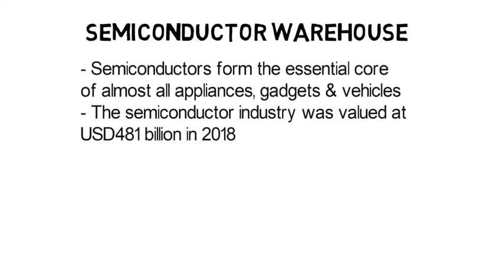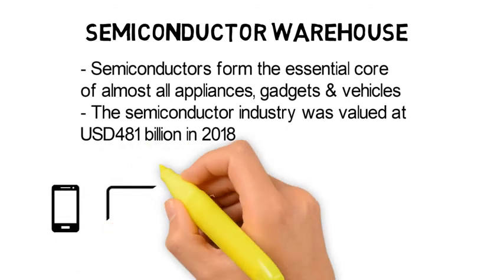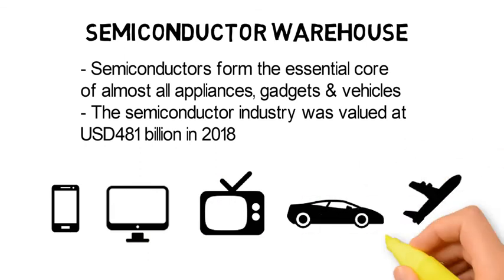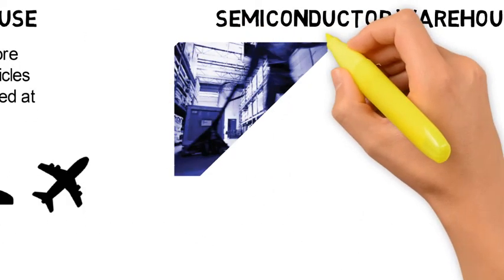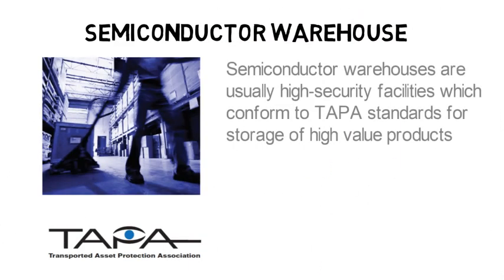A semiconductor is a type of material found in almost all appliances and gadgets, such as smartphones, tablets, computers, televisions, cars, and even aircraft. With the growth of smart devices globally, the semiconductor industry has been growing steadily for the last few decades and was valued at USD 481 billion in 2018. Due to the high value of semiconductor products, the warehouses are usually high security facilities which conform to TAPA standards for storage of high-value products.